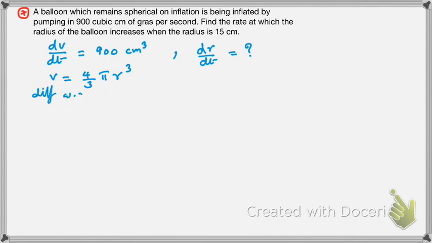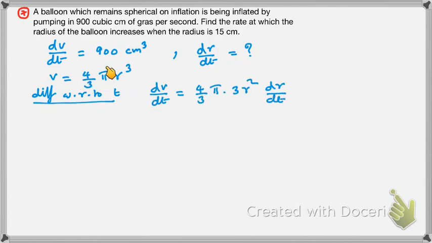So I can differentiate this with respect to t. Differentiating with respect to t, derivative of V with respect to t will be dV by dt. So I have dV by dt is equal to, right hand side, 4 by 3 pi is a coefficient which stays here, and r cubed derivative is 3r square into dr by dt because I am differentiating with respect to t. So derivative of r cubed is 3r square into dr by dt. Here dV by dt is known to me, so I'm going to put that value in. dV by dt is 900, here 3 and 3 cancels, so 4 pi r square dr by dt.